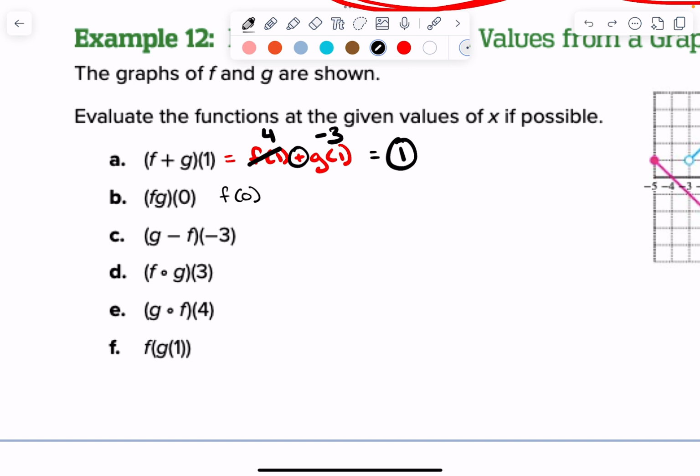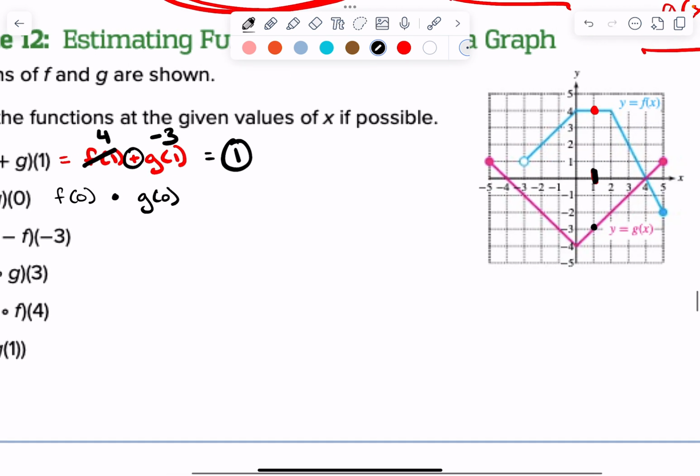All right. This one is f of 0 times, right? That's what that means. Times g of 0. So I'm going to find these individual values. 0 lives here. The f is 4. The g is -4. So I'm doing 4 times -4, which is -16. That's what f times g of 0 is.